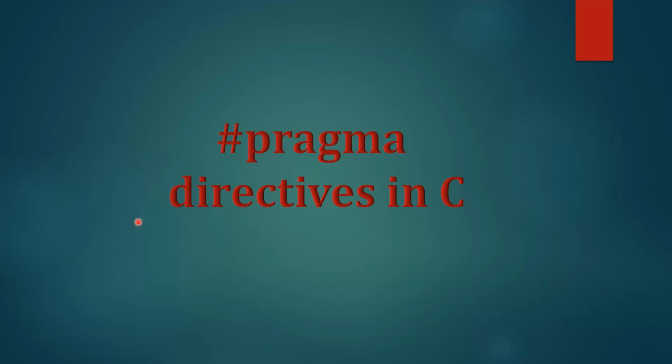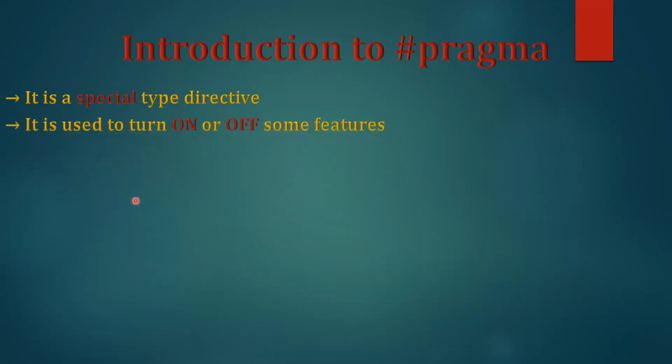In this video, I'll tell you about hash pragma directives in C. So let's get started. First of all, introduction to pragma. Pragmas are special type directives. We will see some examples and understand their functions. It is used to turn on or off some features in our program. We will see how. And these are compiler specific. For example, there is a pragma which is supported by one compiler but is not supported by another compiler. Okay, so they are compiler specific.